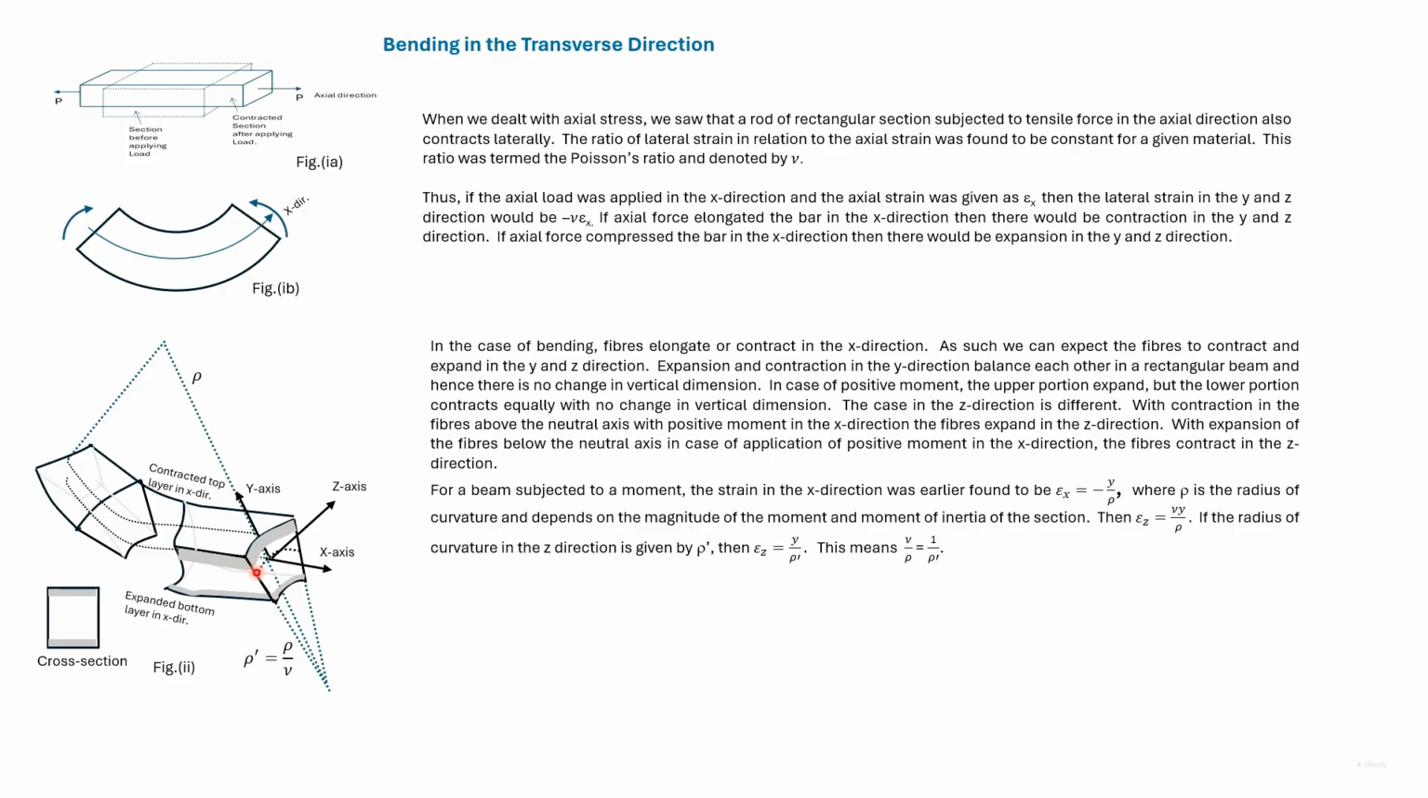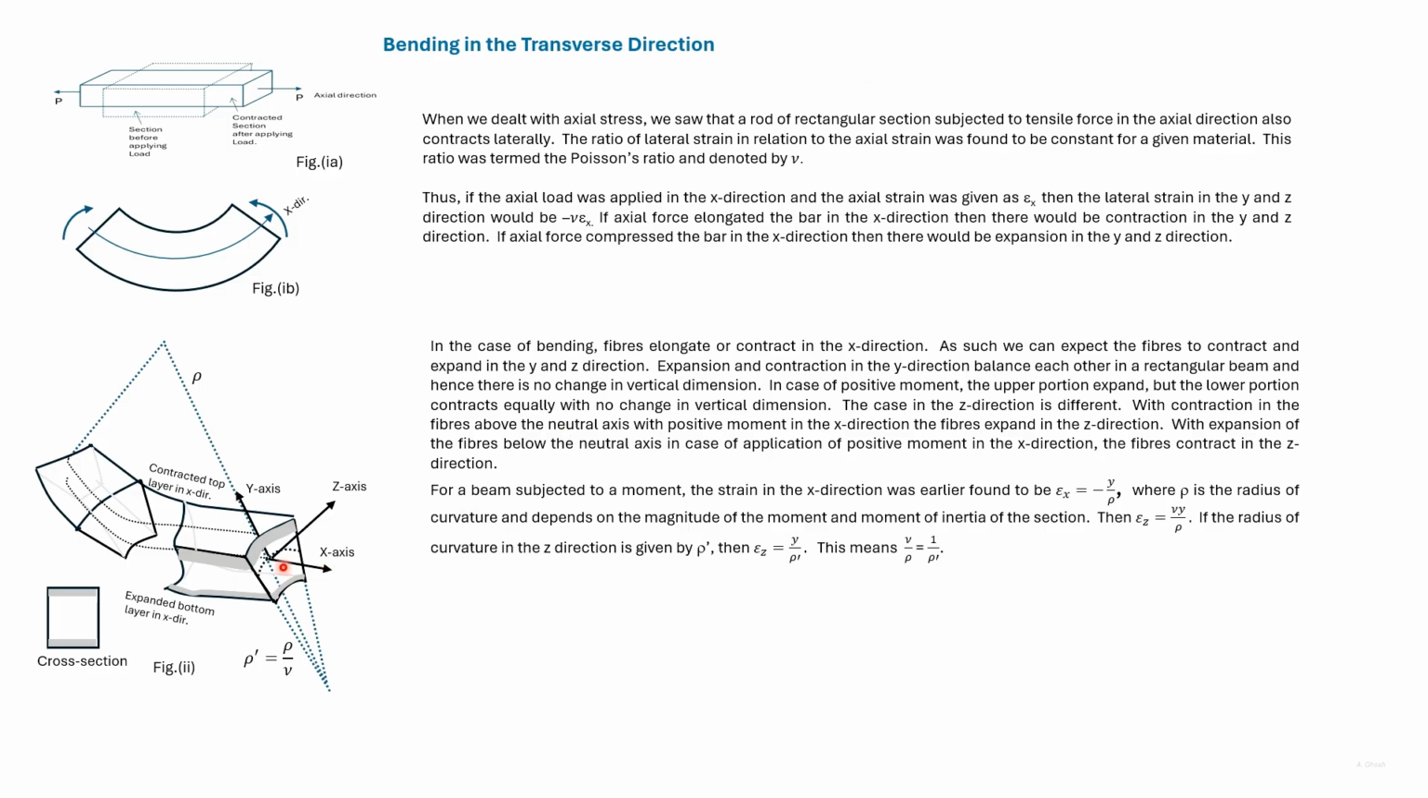If we take a layer after this top layer, then it will undergo expansion. And if we take a layer on top of this bottom layer, then it will undergo contraction. So on the whole, along the y direction, there will be no change in dimension. Expansion and contraction cancel each other.